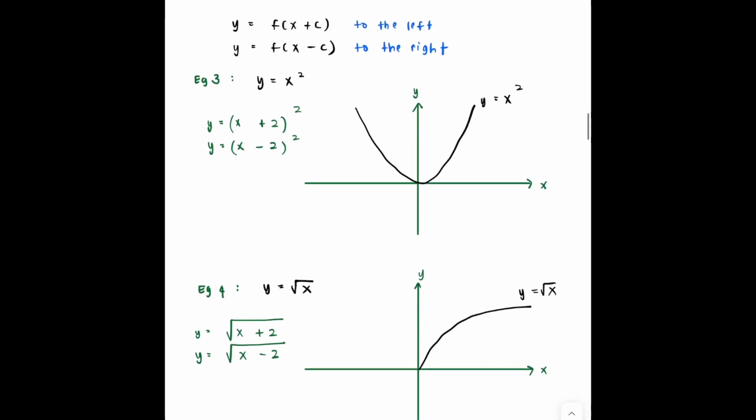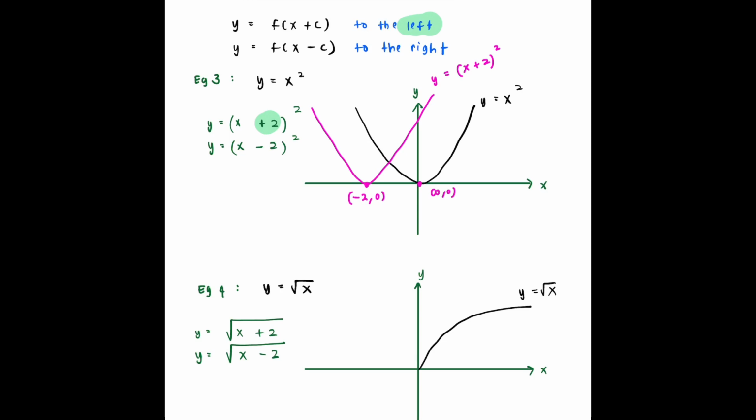Okay, look at the same shape of the graph. What happens if you have y equal to (x plus 2) inside the bracket squared? If you have plus 2, it means shift to the left side. How many units? 2 units. So your new graph will be here, moving to the left side. So this is y equal to (x plus 2) squared. The original point is at the origin, (0, 0). This one will be (-2, 0).